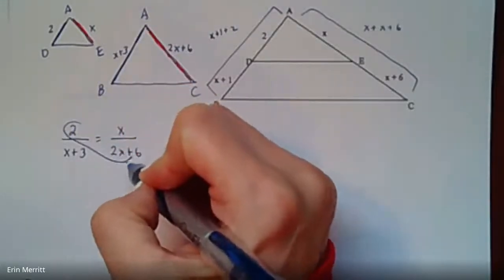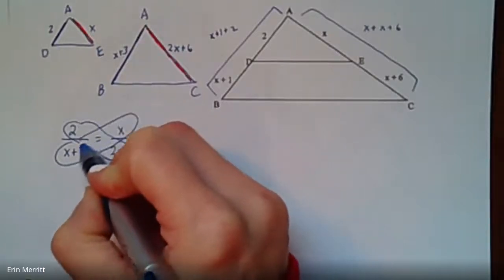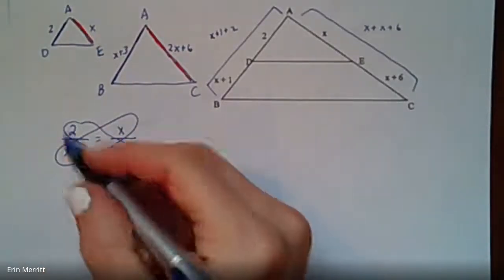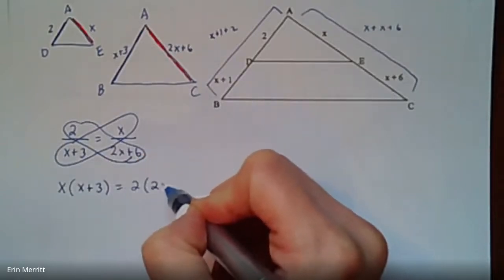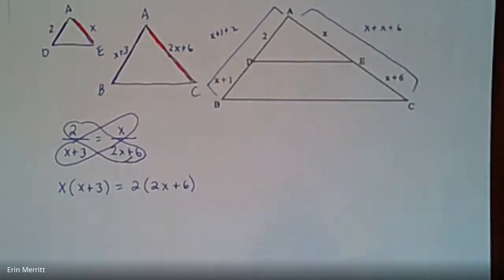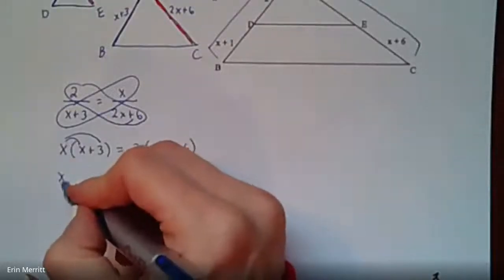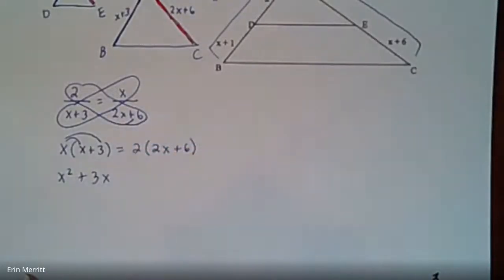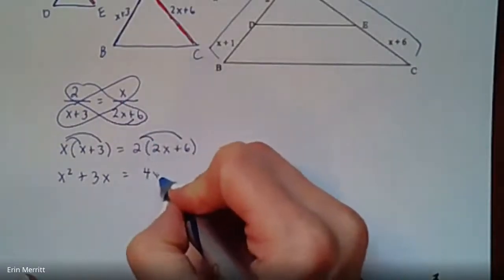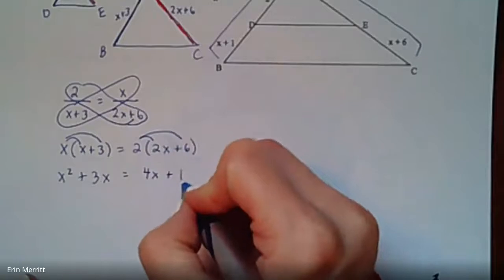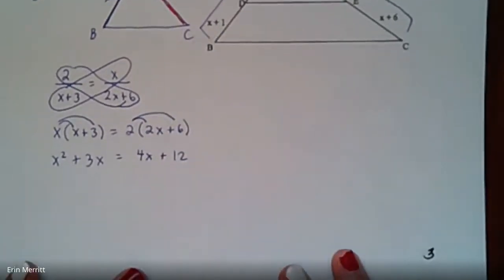We've got 2 times the 2X plus 6, and X times the X plus 3. I'm going to do the X times X plus 3 first, and then the 2 times 2X plus 6, only because right here, that's going to give me an X squared plus 3X. And I just want it on the left side because I do. It wouldn't be wrong if it was the other way around. All right, this will give us 4X and then plus 12.